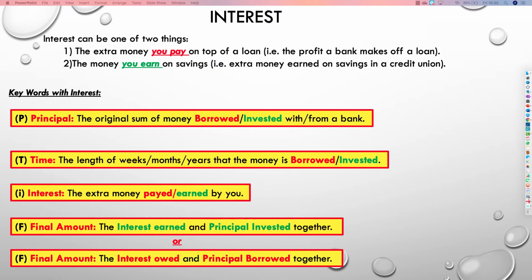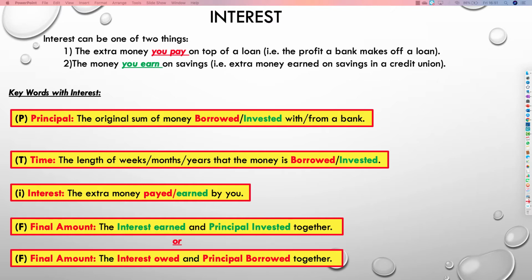So that's speed and time, it doesn't mean charging. Alright? So the next thing I'm going to take is interest. The key words with interest are principal, time, interest, final amount. Principal is the original sum of money borrowed or invested. Time is the length, either weeks, months, years, that you put it in. Interest is the extra money paid or earned by you. Final amount is the interest earned plus the principal invested.